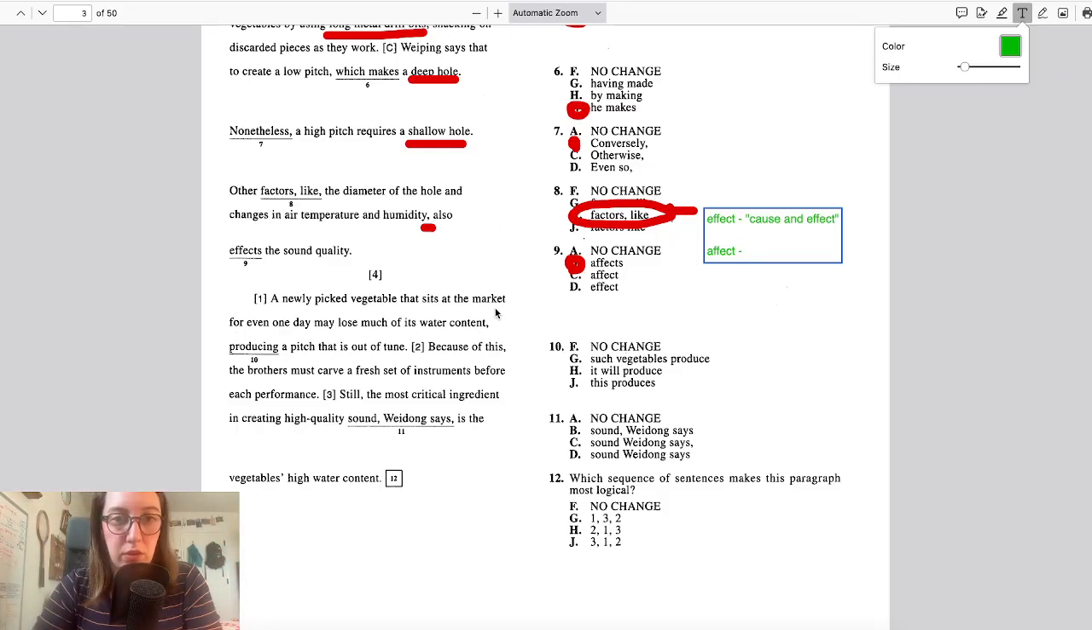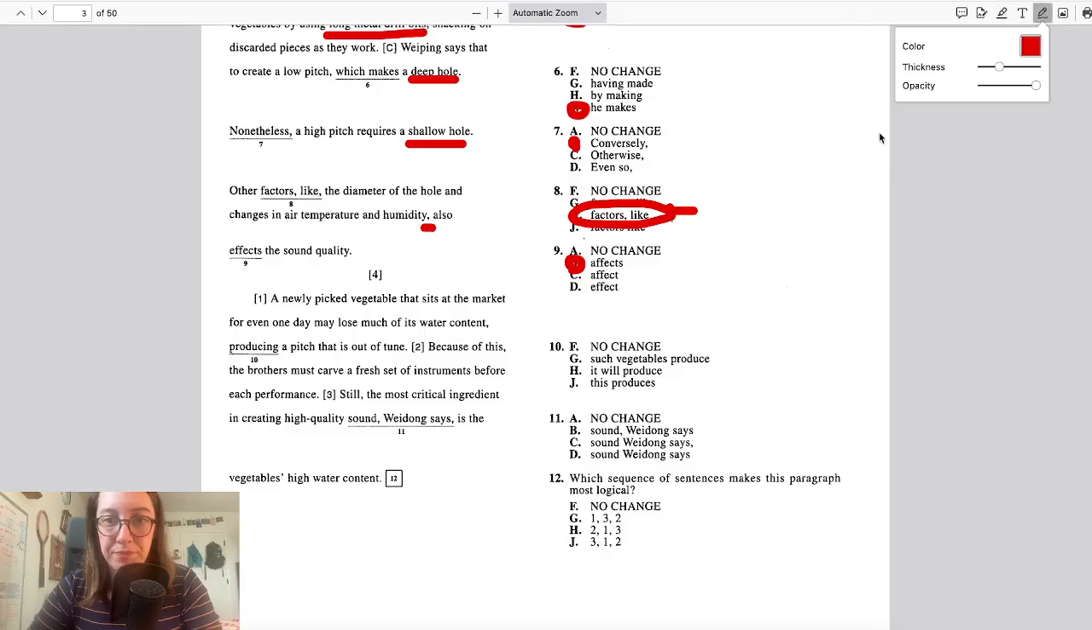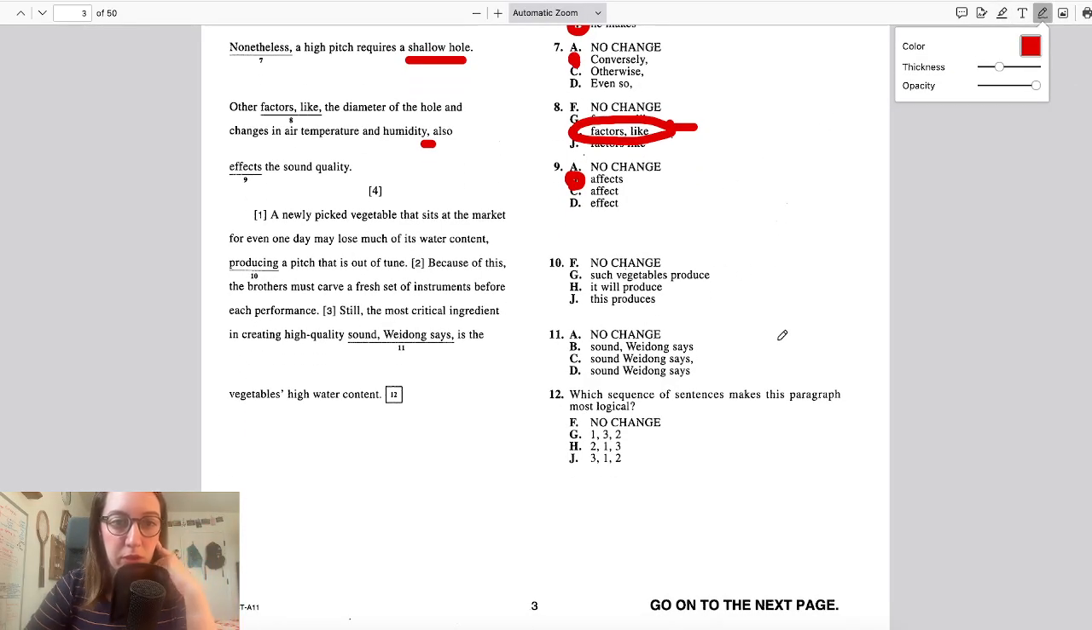You're saying, let's see, factors affect sound quality. Whereas this would be like the effect of X is Y, right? The effect of factors is bad sound quality or something like that. So it really just has to do with the position in the sentence. So, okay. Anyway, we'll go down to number 10.